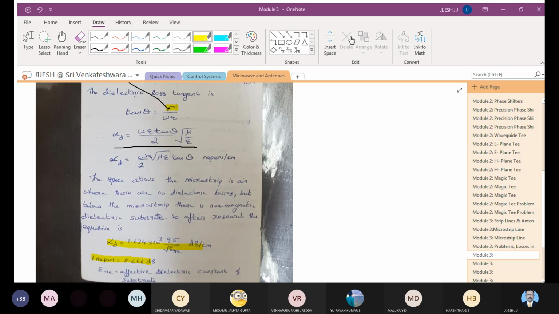We'll continue from there in the next class. So we will stop here. All of you can complete it till that equation for alpha D, and we'll discuss the continuation of these dielectric losses in the next class.